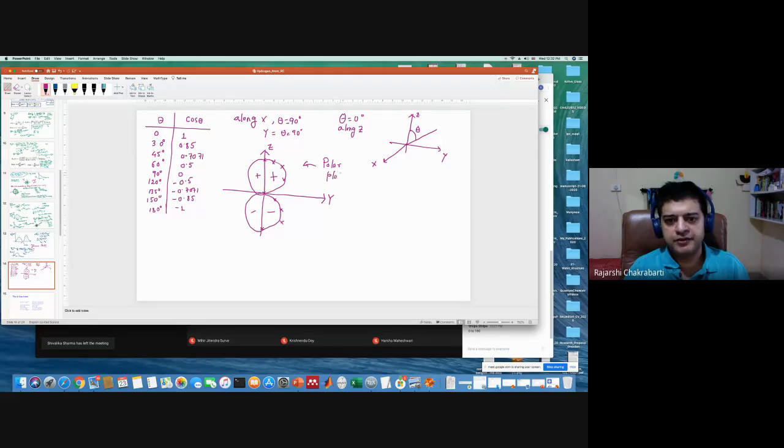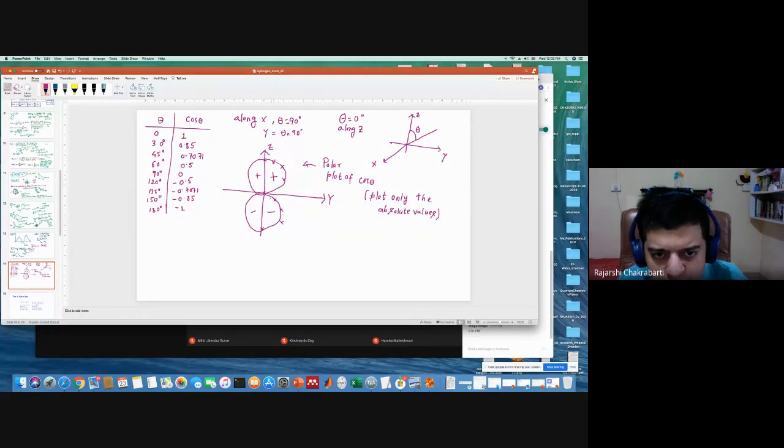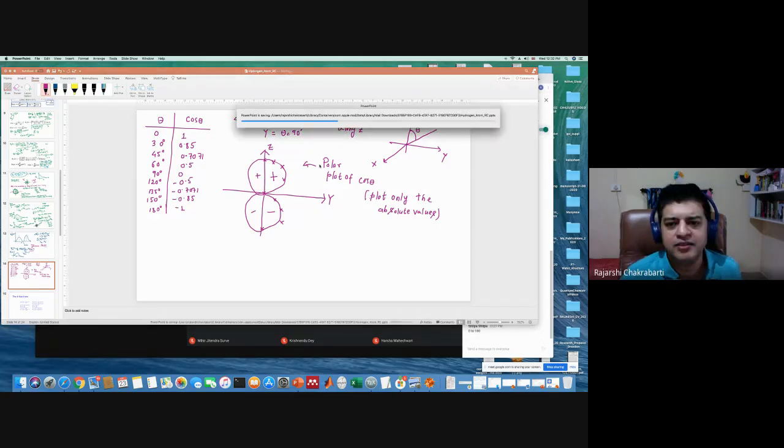We'll stop here. Only thing, plot only the absolute value. Is this fine? But once you are done with plotting, remember when it is plus, when it is minus, so you put minus here and put plus here. So stop here. So whenever you have an angular dependence, you have a polar plot. And one thing you have already noticed.